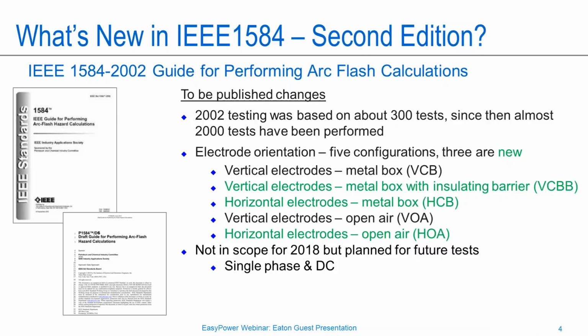And so the decision was to take the first two configurations from 2002, which I've shown here in black text, vertical electrodes in a metal box, or VCB, and vertical electrodes in open air, VOA, and add to it three additional test configurations: vertical electrodes in a metal box with an insulating barrier, VCBB, horizontal electrodes in a metal box, HCB, and horizontal electrodes in open air, HOA. I'll go through each of these in this presentation and give you a feel for what this means.